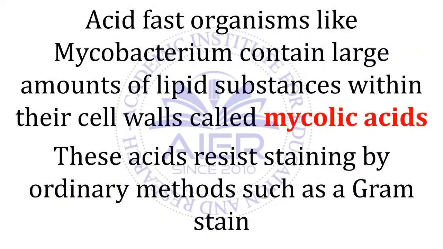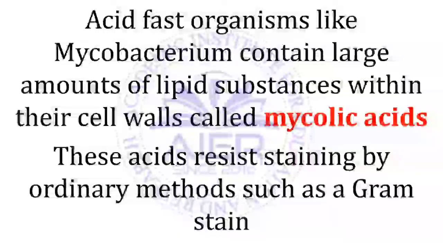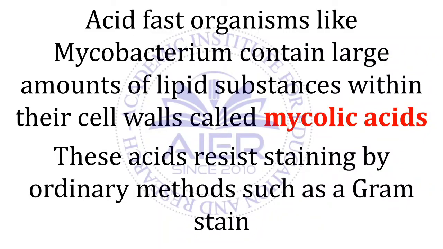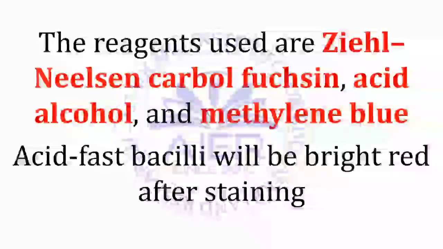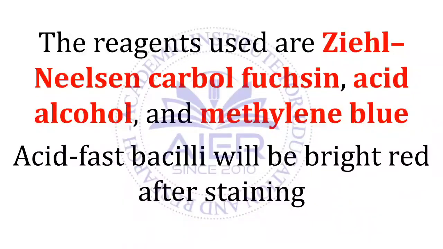Acid-fast organisms like Mycobacterium contain a large amount of lipid substances within their cell wall called mycolic acids. These acids resist staining by ordinary methods such as the Gram stain. The reagents used are Ziehl-Neelsen carbol-fuchsin, acid alcohol, and methylene blue. What are the main components? Ziehl-Neelsen carbol-fuchsin, acid alcohol, and methylene blue. Acid-fast bacilli will be bright red after staining.